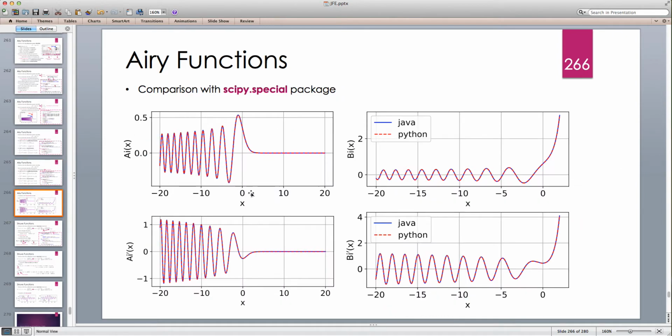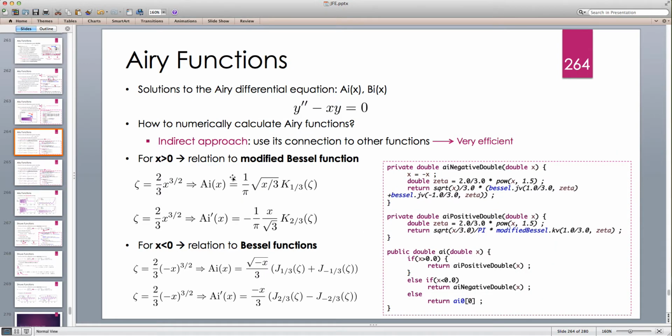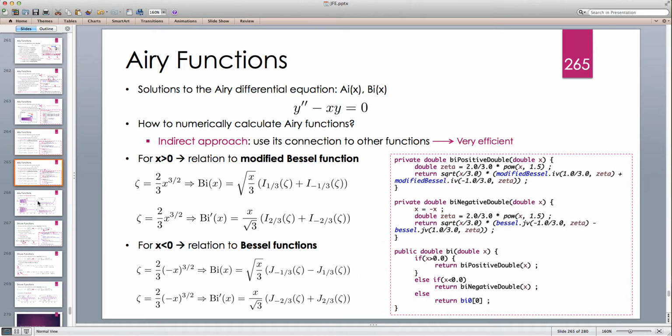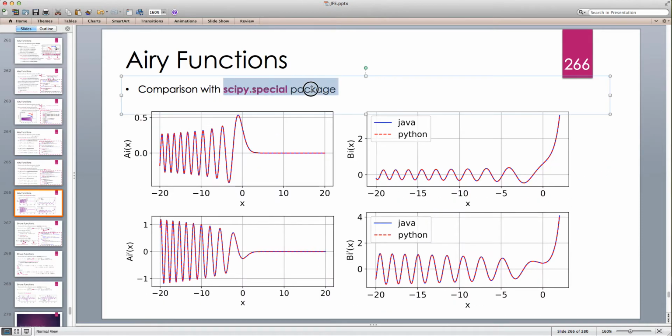All right. So here's an example where I did a comparison based on this approach, which we calculate based on the Bessel functions and modified Bessel functions, with the scipy.special package. This is Airy function from 20 to minus 20, oscillatory behavior, exponential decay. This is Ai prime, oscillatory decay. This is Bi, oscillatory exponential growth, and then Bi prime. And you see we have a very good match. And let's head to Eclipse, try to evaluate these, and then compare them with the scipy, especially in the Jupyter notebook.